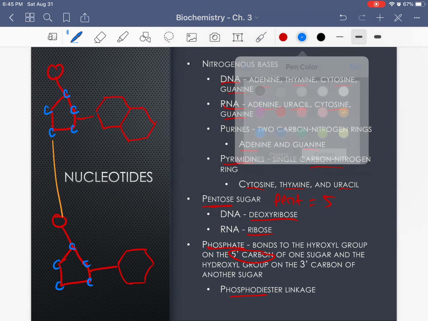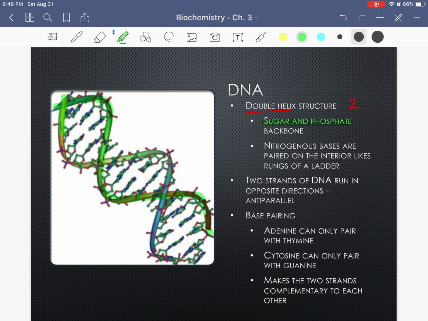Right? See, DNA is a double helix, meaning there are 2 strands. They have a sugar and phosphate backbone. So when we look at the sugar and phosphate backbone, I'm going to highlight that right there. This is our sugar and phosphate backbone. It's made of our phosphate group and our 5-carbon sugar. And then the nitrogenous bases are paired. Let's do a different color. On the interior links, or the rungs of the ladder, we highlight that. These are going to be our nitrogenous bases right here.